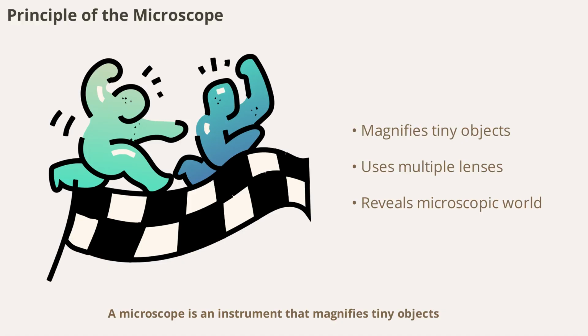A microscope is an instrument that magnifies tiny objects, making them visible to the naked eye. It works by using two or more lenses to produce a greatly enlarged image of a small object. The principle behind the microscope is to use the objective lens to create a real, magnified image, which is then further enlarged by the eyepiece. This allows us to explore the microscopic world in detail.